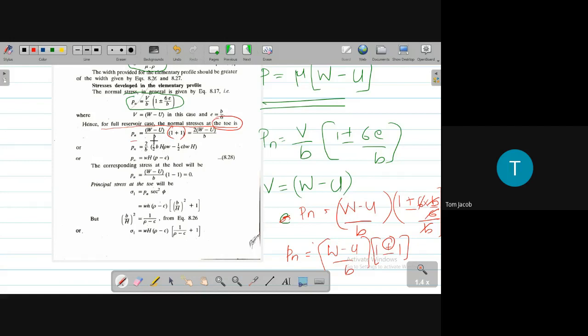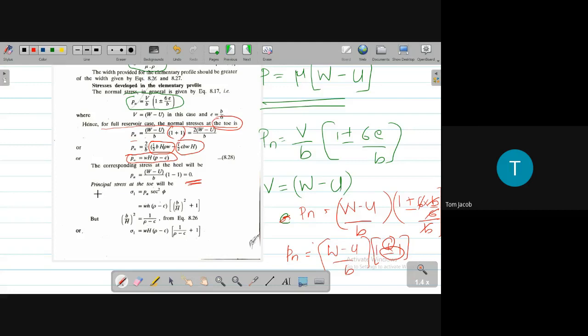So substitute the value of W, that is half B H into rho W, minus U, that is half C B W into H. After simplifying, you will get the normal stress Pn equal to W H into (rho minus C). The corresponding stress at the heel will be for the negative condition, (W minus U) by B into 1 minus 1, that is equal to 0. So for the full reservoir condition, for no tension to occur, the resultant must pass through the outer third point, and the corresponding stress at the toe of the dam will be W H into (rho minus C), and at the heel the normal stress will be equal to 0.